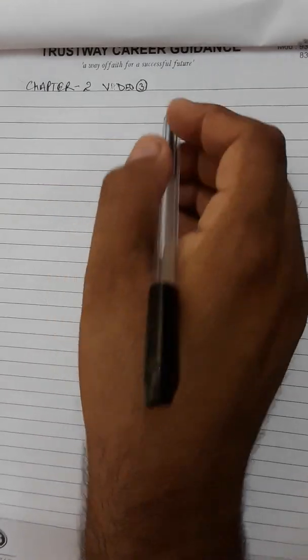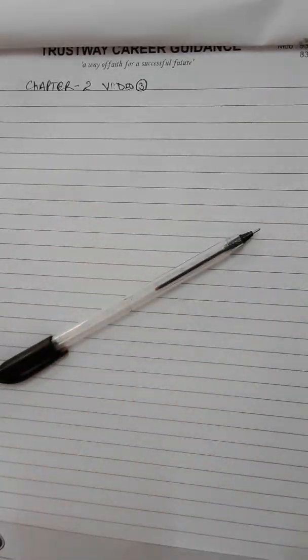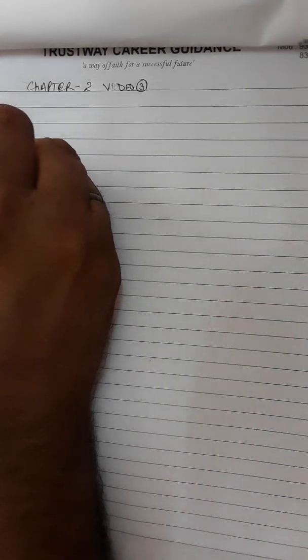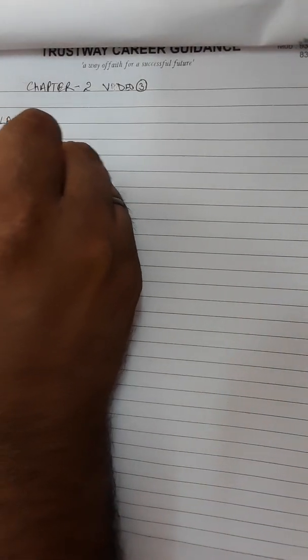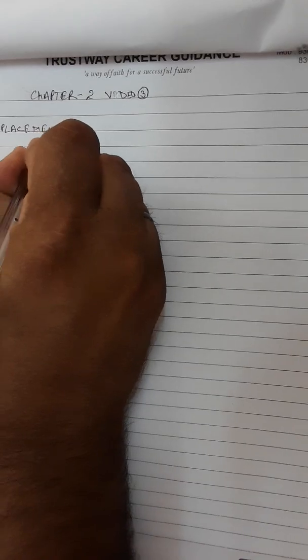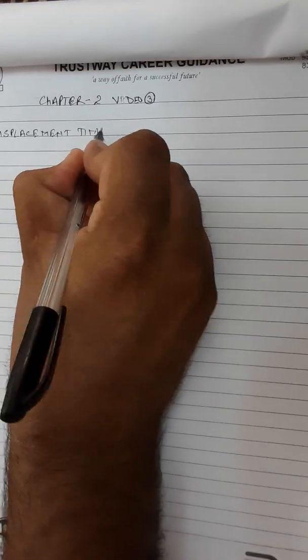Now we'll come to the second part of the chapter, that is graphical representation of linear motion. In this we will discuss first the displacement time graph.